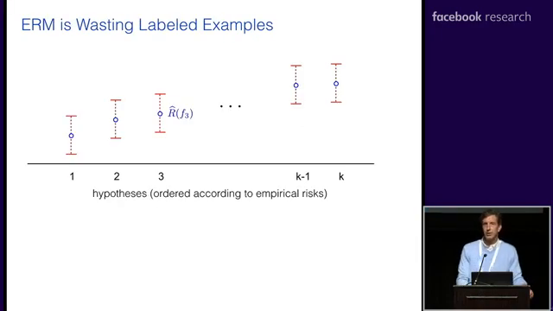So what's the issue? The issue is that empirical risk minimization may be wasting labeled examples. And why would that be?